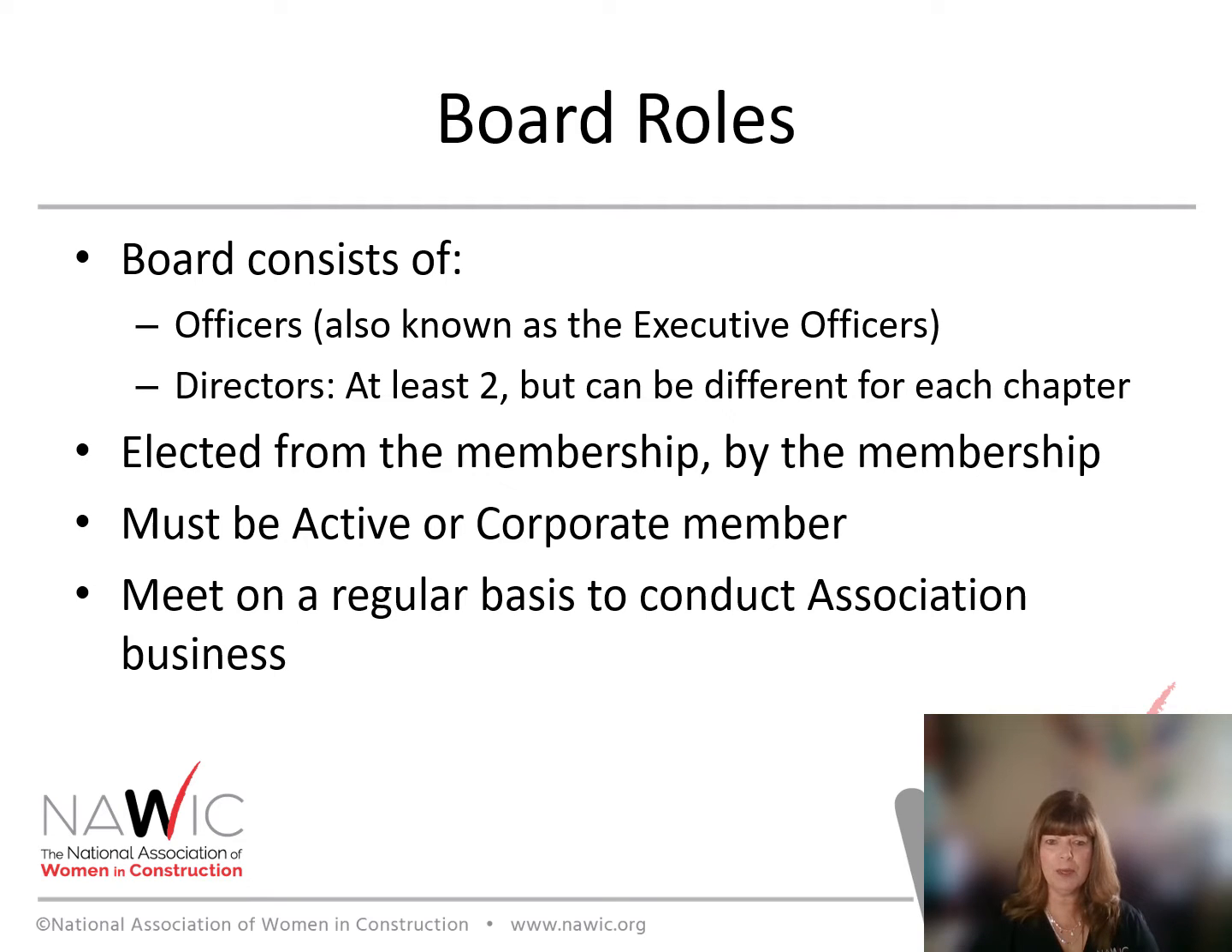Only active and corporate members qualifying as voting members are able to serve on the board. The board meets on a regular basis to conduct the business of the association, which is directed by the bylaws. NAWIC's policies state that there should be at least 6 board meetings each year, and this is found in Section C of the Operations Manual.